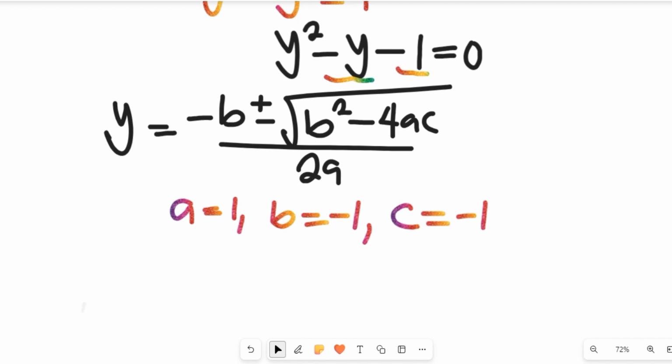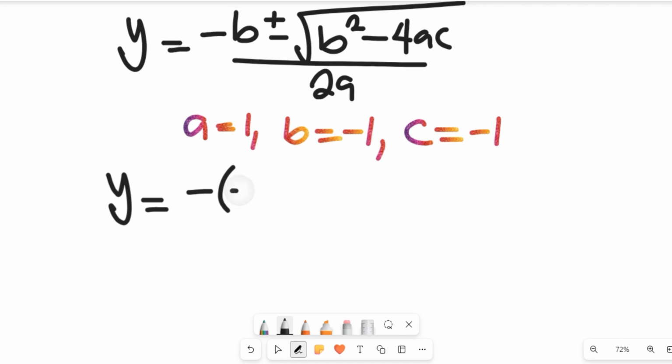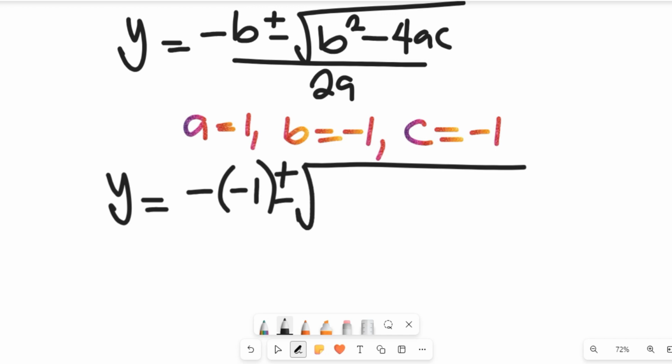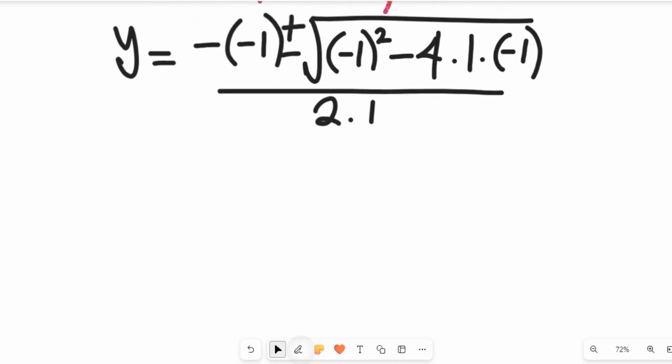So if we insert those parameters into the quadratic equation, we're going to have the value of our y to be equal to negative bracket negative 1 plus or minus the square root of, this is going to give us negative 1 square minus 4 multiplied by 1 multiplied by negative 1, and all these will be divided by 2 multiplied by 1. Great. Now let's simplify to get the value of y.